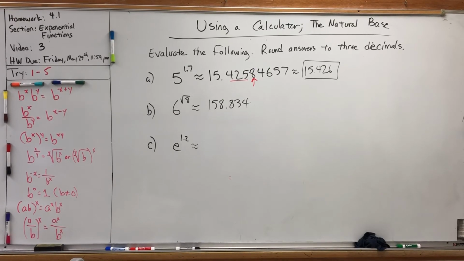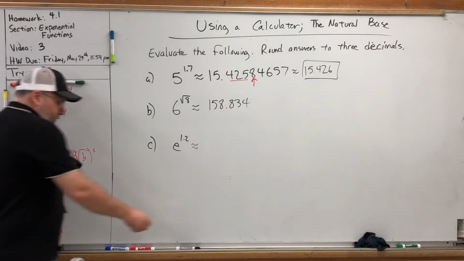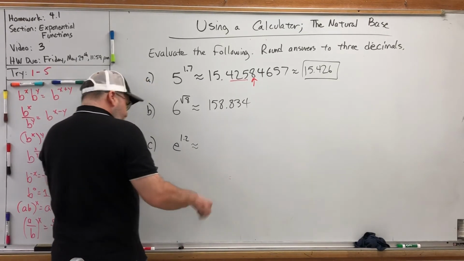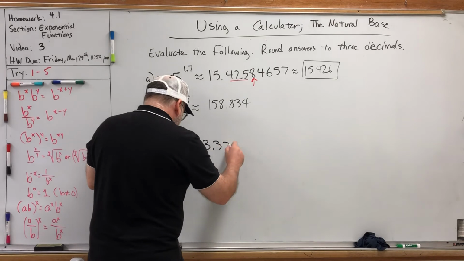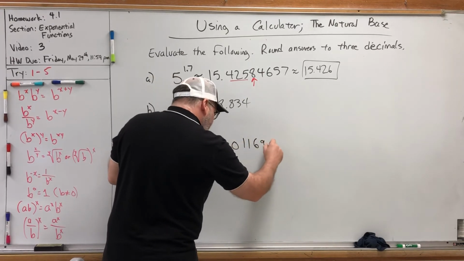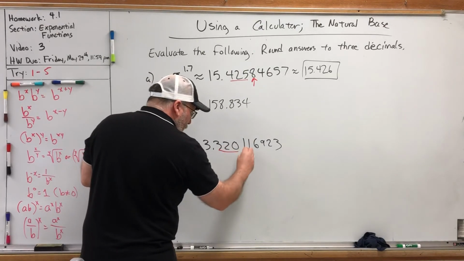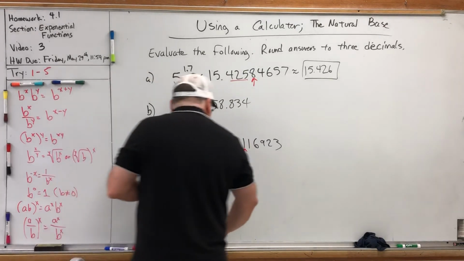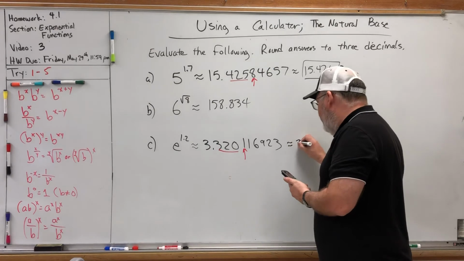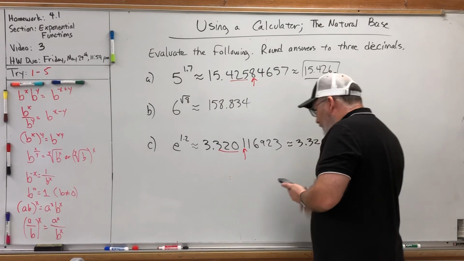We are still rounding to 3 decimal places. Everything my calculator shows me is 3.320116923. But since we're only rounding to 3 decimal places and the fourth one is less than 5, we don't round up, so we round down and get 3.320.